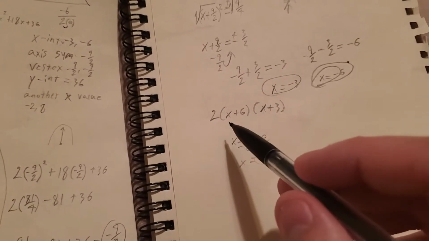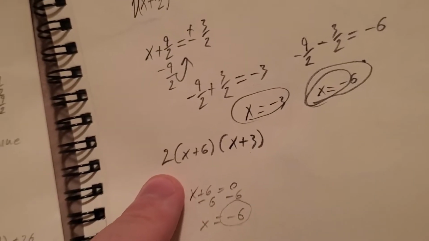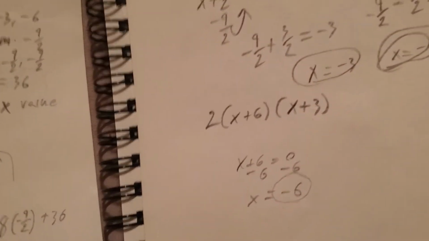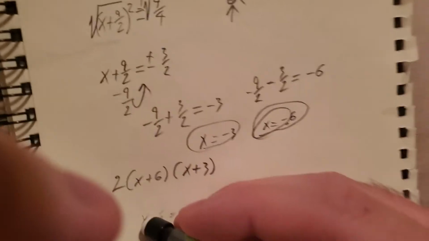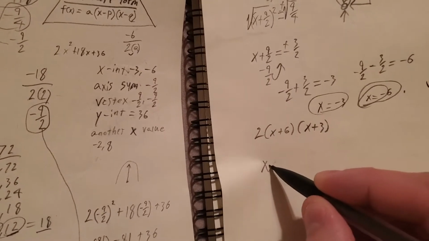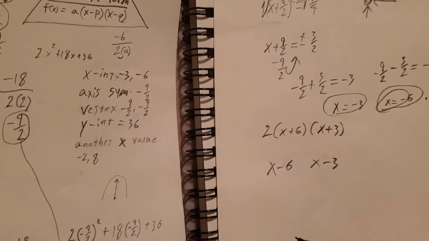Now, if you have anything more complicated, like 8x plus 3 minus 6, or whatever you have in here, you're going to probably have to actually work that out and set it equal to 0. But in this case, it's fairly simple to see that each one of these is going to be the opposite of what's in here. So we have an x-intercept of -6, and an x-intercept of -3. -6 and -3.